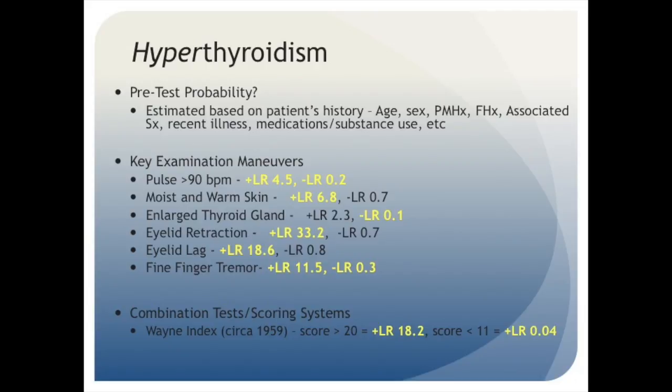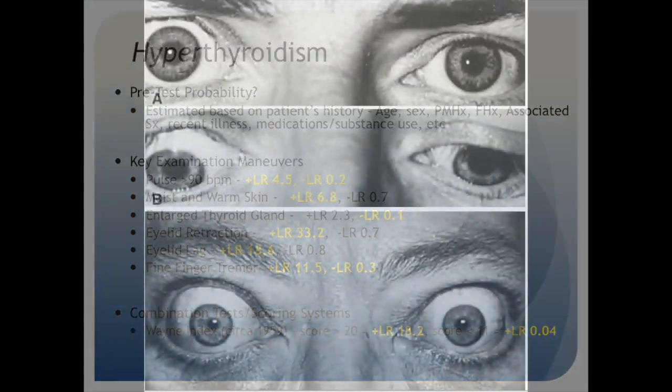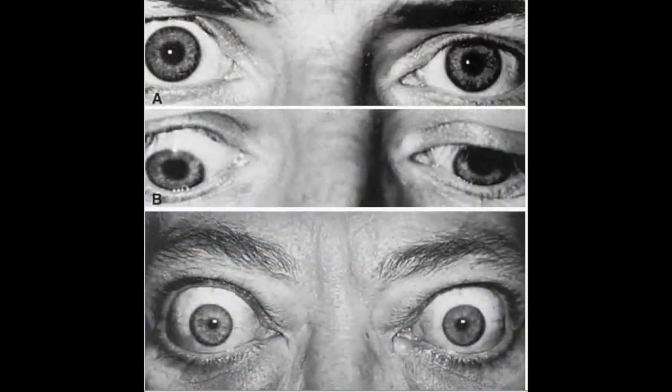And highlighted in yellow, you'll see multiple physical exam findings that are predictive, have great positive likelihood ratios and really good negative likelihood ratios. But I have to say, the ones that really jump off the page are some of the eyelid findings. Eyelid retraction, which has a positive likelihood ratio of 33.2, and eyelid lag, which has a positive likelihood ratio of 18.6. So learning how to look for those is going to be really key in making this diagnosis. So I just want to show you a picture here.